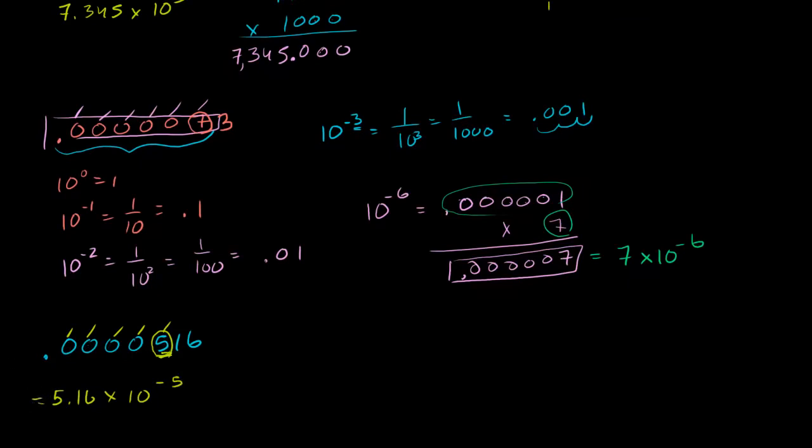Let me do another example. The point I wanted to make is, if you're starting at the left, the first non-zero number is what you get your power from. That's where I got my 10 to the minus 5, because I counted 1, 2, 3, 4, 5. You have to count that number just like we did over here. And then everything else will be behind the decimal. Let me do another example.